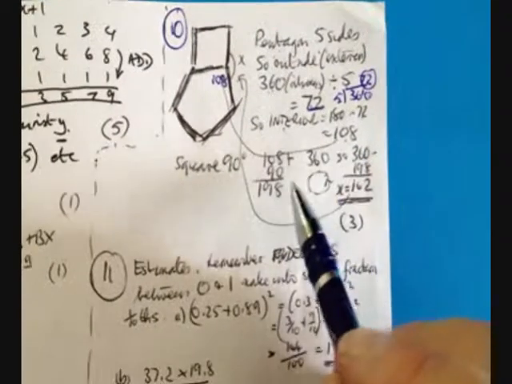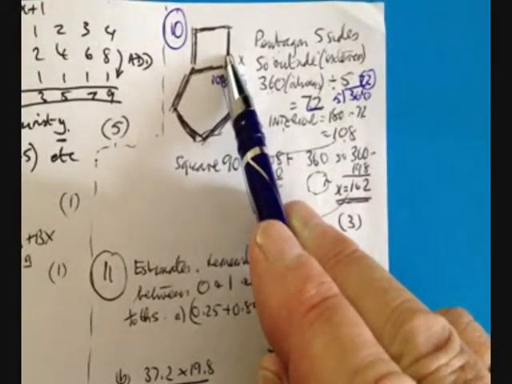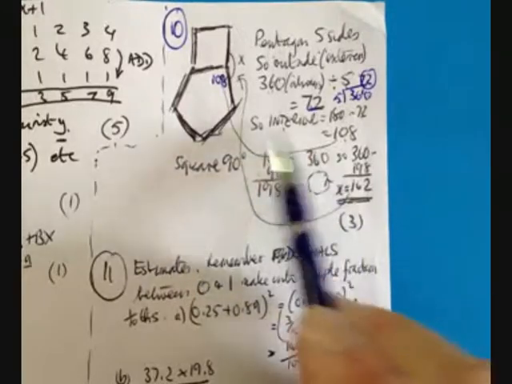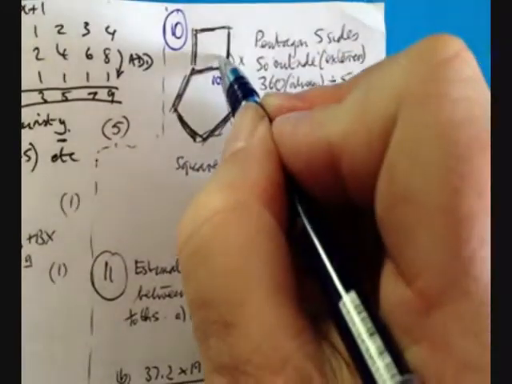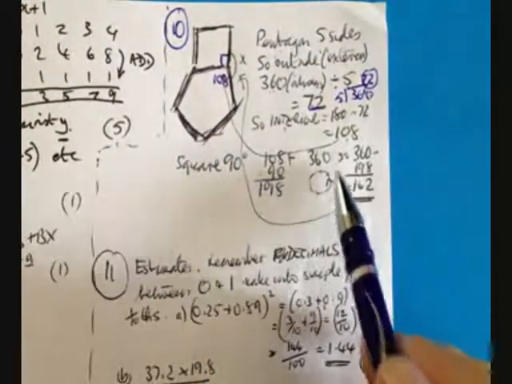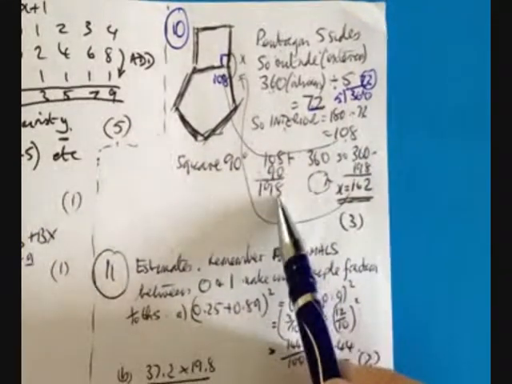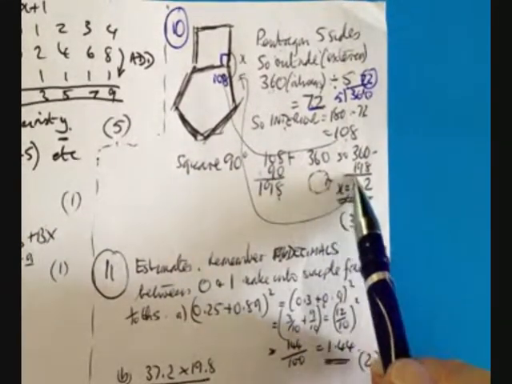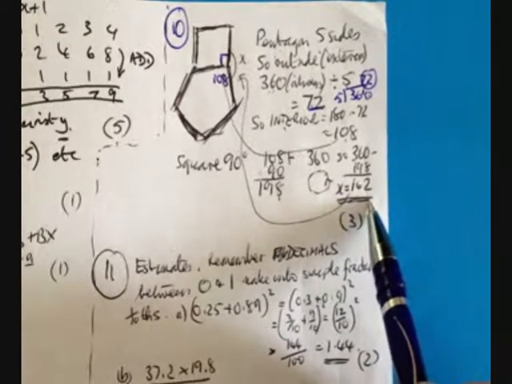Okay, then the square, of course, is 90. So if the square is 90, we add the 108 and the 90 together. There's a 90 there, look. So we add those two together and get 198, and then take that away from 360 to get the answer: 162.